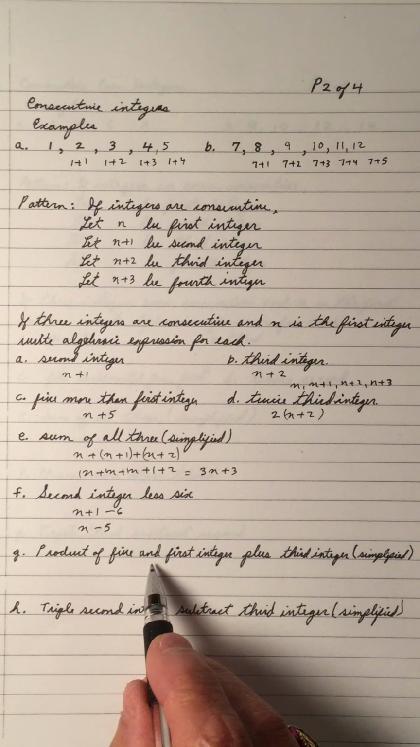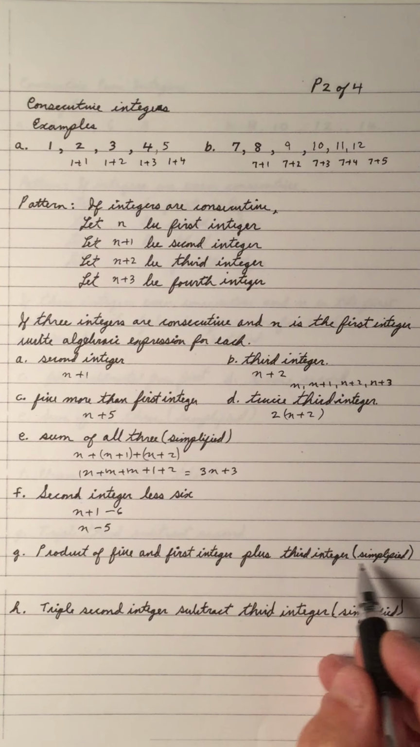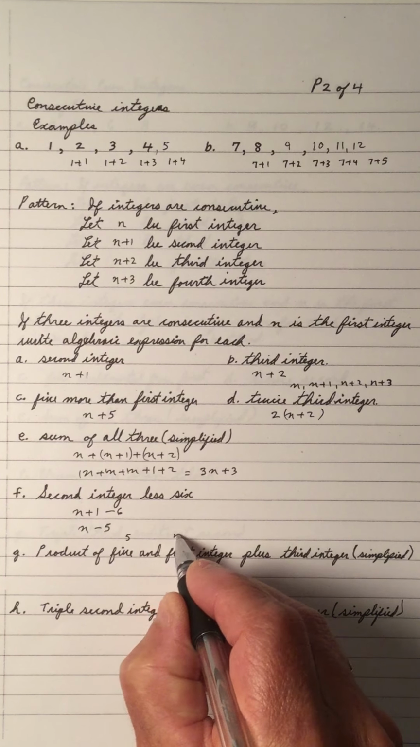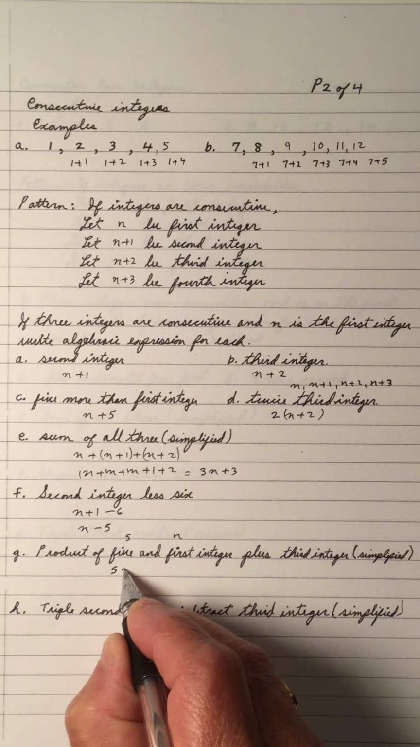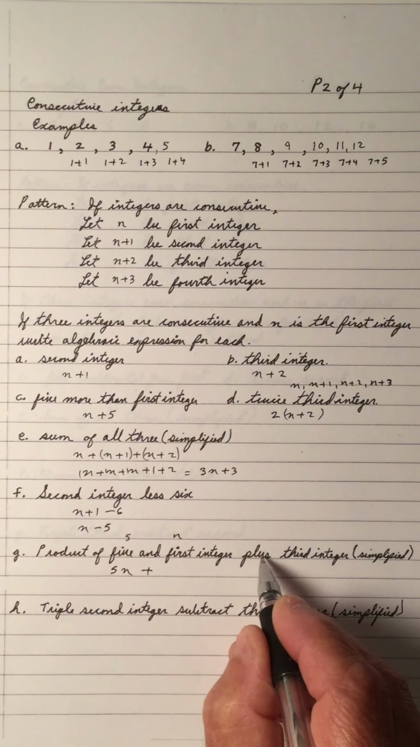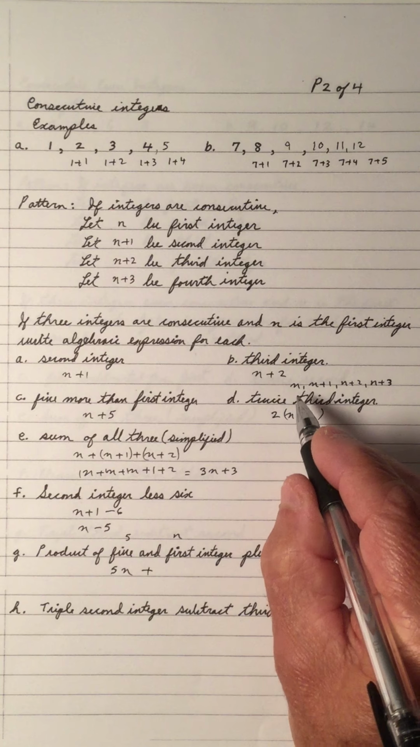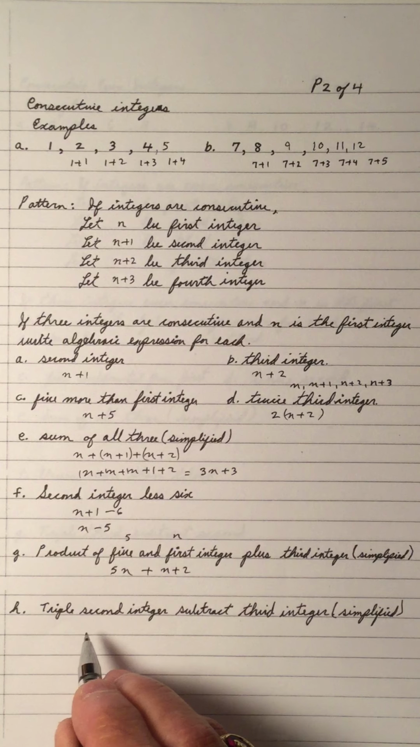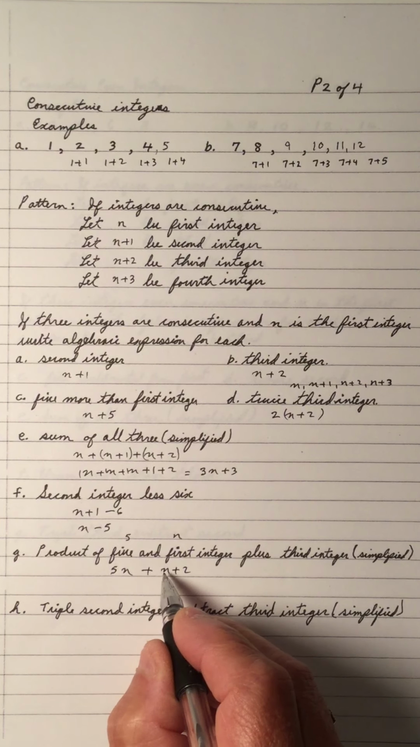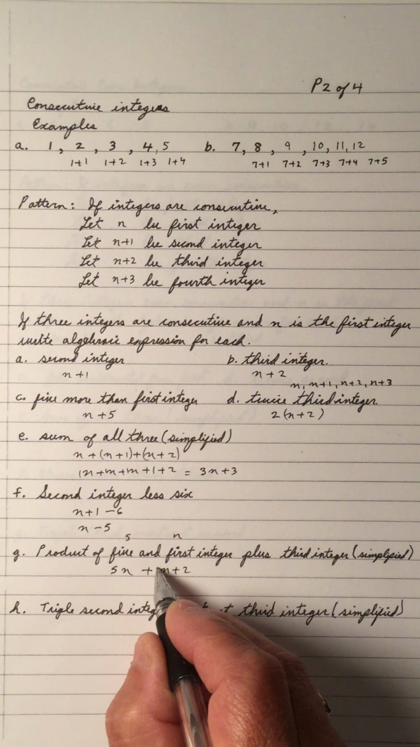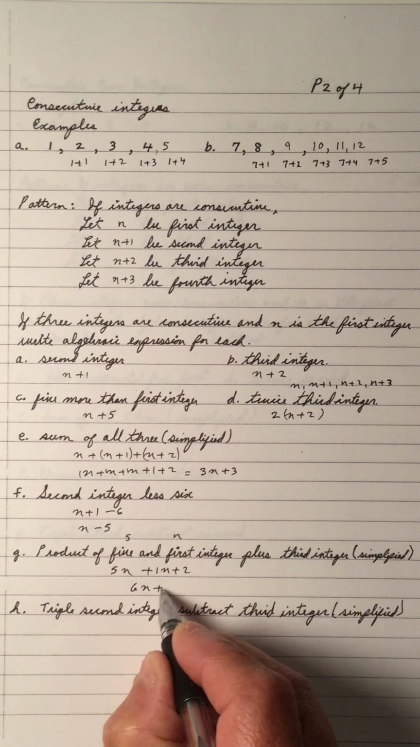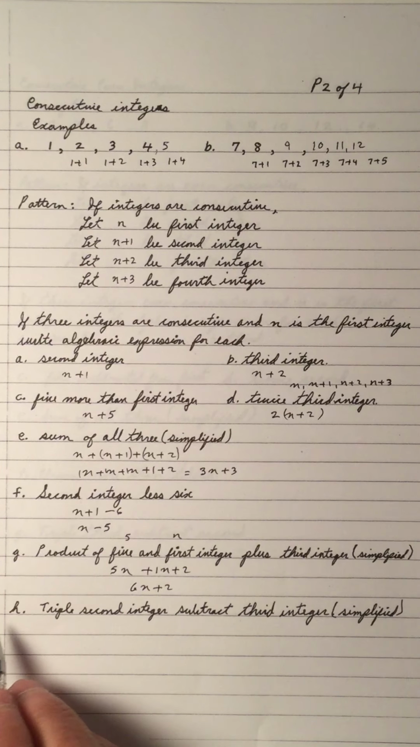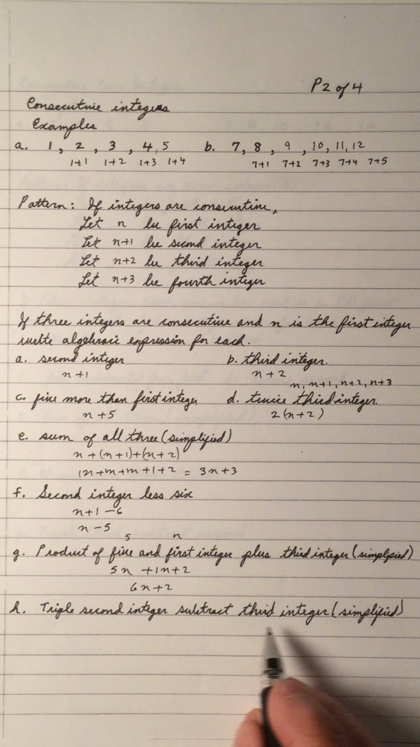G, the product of 5 and the first integer plus the third integer. We want to simplify it. The product of 5 and the first integer, n, is 5n. Plus is an add. The third integer, again the integers are n plus 1, n plus 2. So n plus 2 is the third integer. And you add up your like terms. That's 5 and that's a 1. So that's 6n plus 2. Remember, when you're in algebra, when you simplify, you can add like terms.